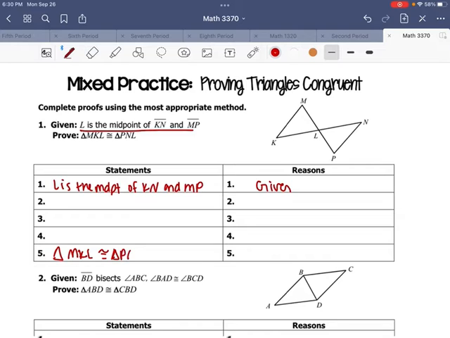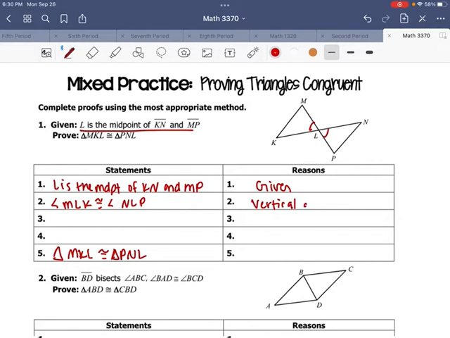Okay. So from there, we can start looking at what else could be congruent. So if you look at the triangles, nothing's marked. But we can mark these angles because they're vertical angles. So on number 2, if you mark something congruent, you need to write it down. Angle MLK is congruent to angle NLP. And the reason those are congruent is because they are vertical angles.